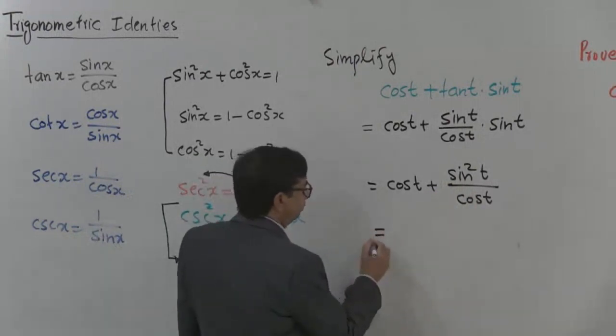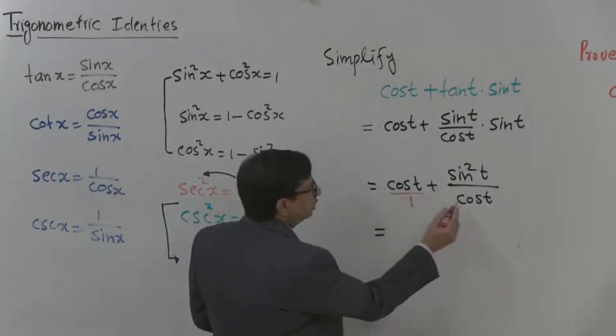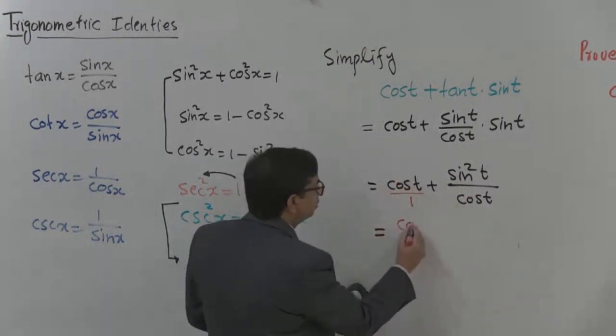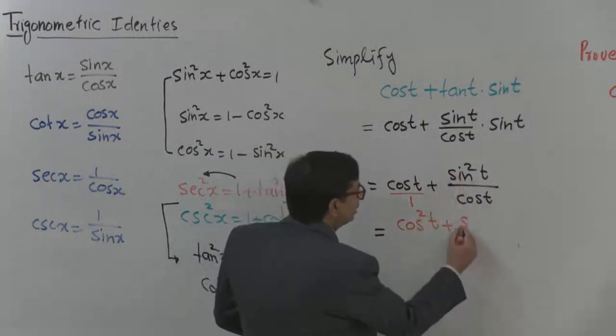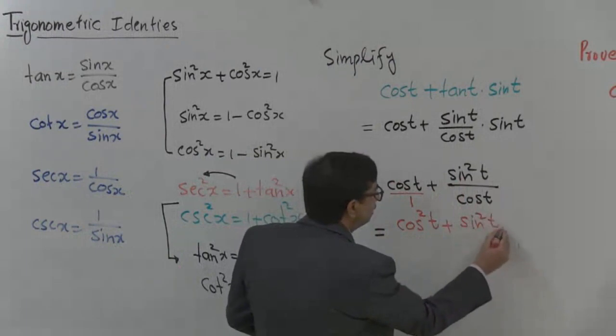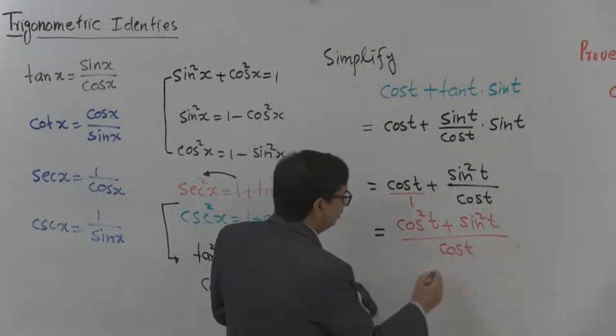Now we have to take LCM. For LCM, you can see there is 1 under this one. So you multiply this one, this becomes cosine square t plus sine square t as it is, whole divided by cosine t.